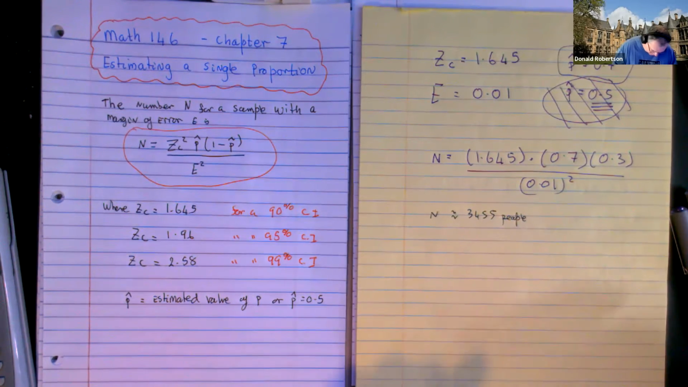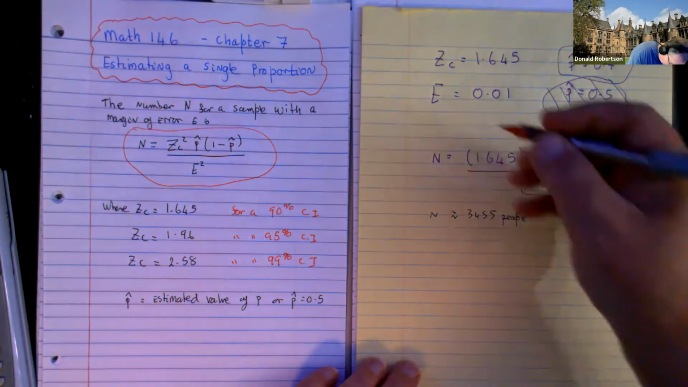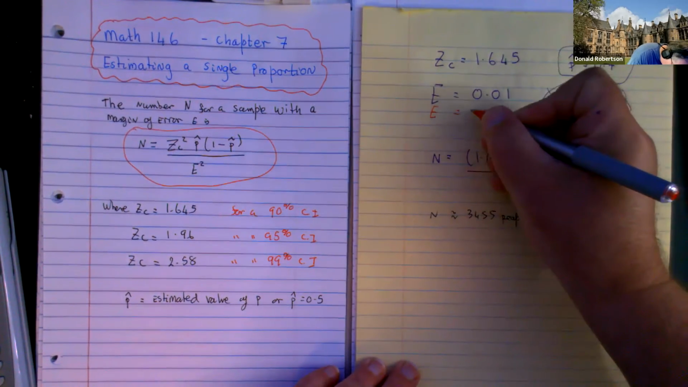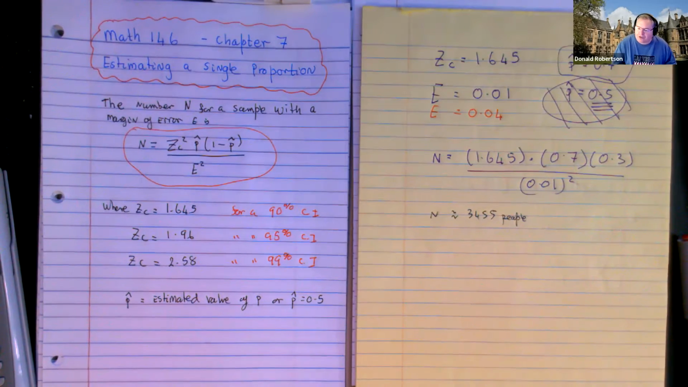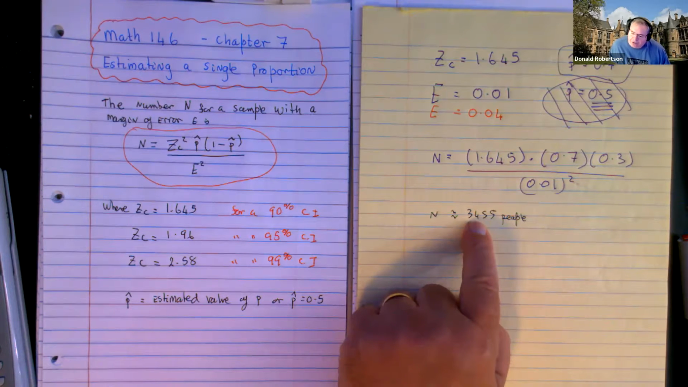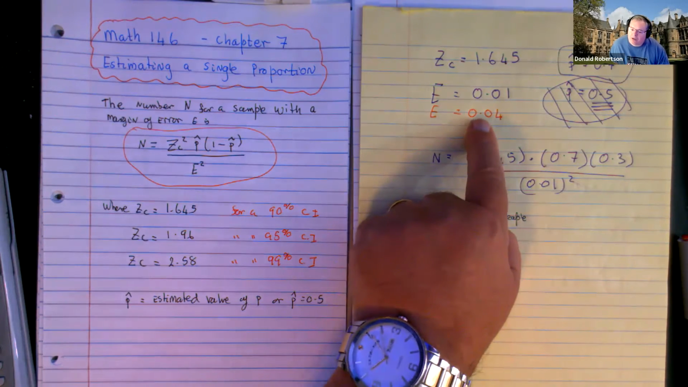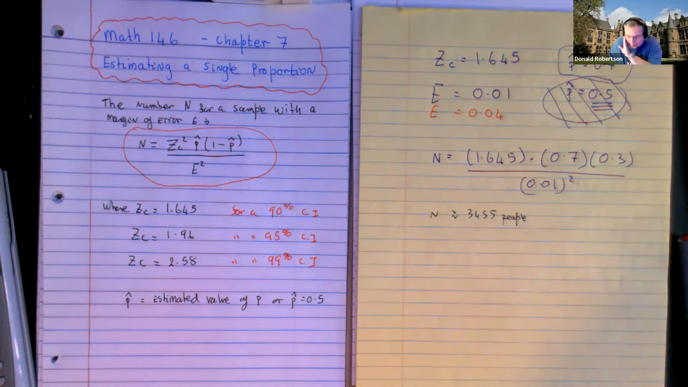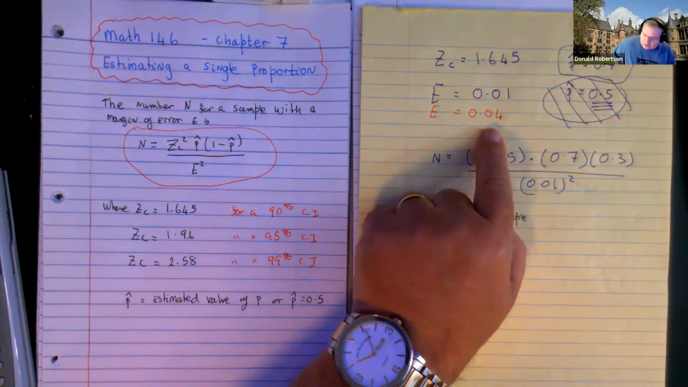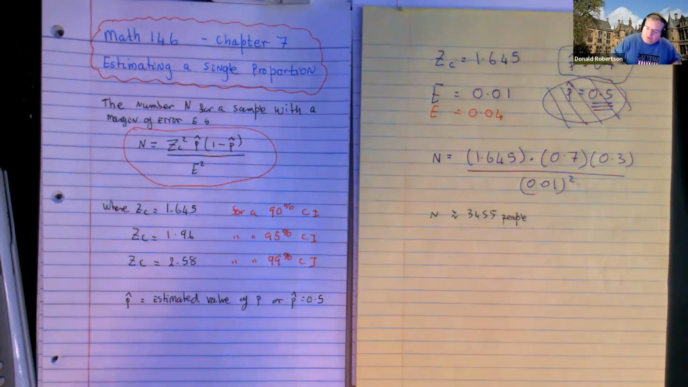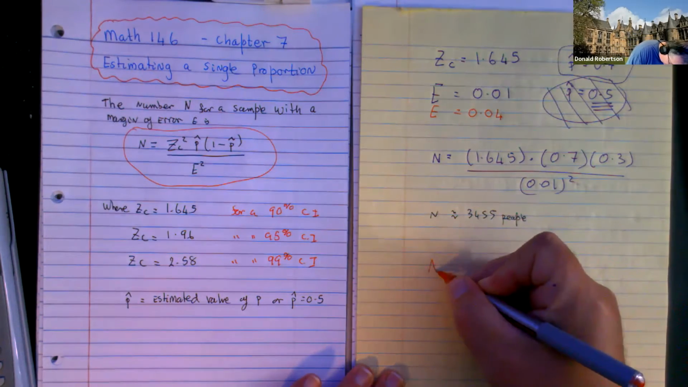Okay, what do you think would happen to this number if I changed this margin of error and I was happy with plus or minus 0.04? So suppose I did a margin of error of 0.04. Do you think I need the same sample size, or do you think I'd need fewer people, or more people, if I'm willing to get a margin of error of 4%? More people? You think it's more? So 4% means your answer can be plus or minus 4. Let's find out then.